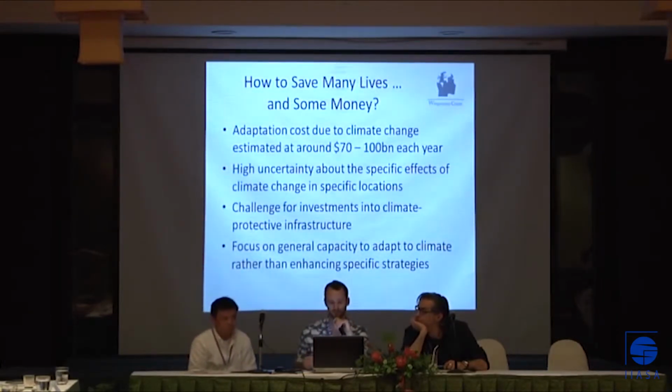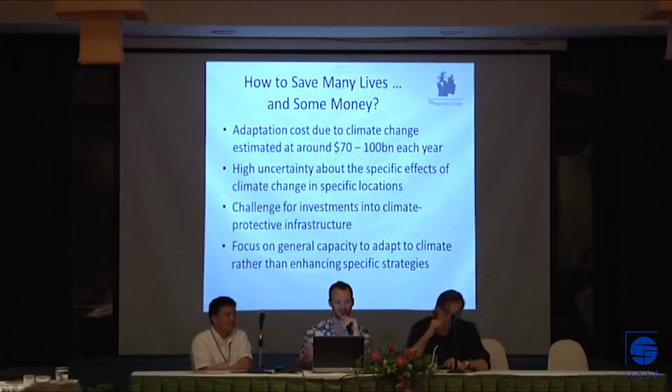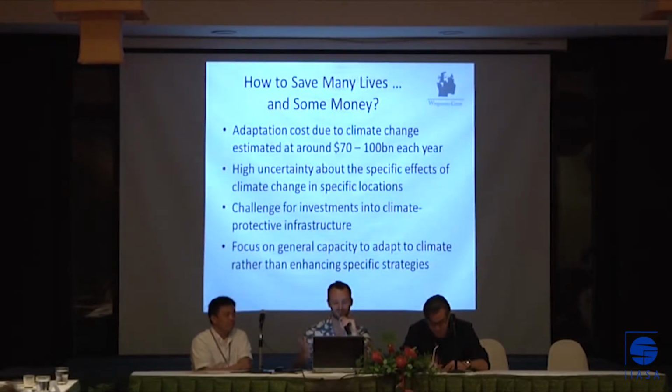This brings us to part B of my presentation, where I want to start out with the question of how to save many lives, and on top of that, even quite some money. In its World Synthesis report, the World Bank in 2010 has estimated the annual adaptation cost due to climate change at around $70 to $100 billion. This large uncertainty about the exact cost also reflects the large uncertainty about the exact effect climate change is going to have in specific locations.